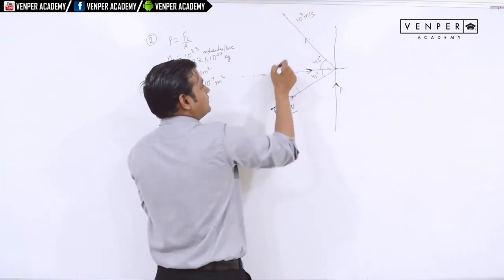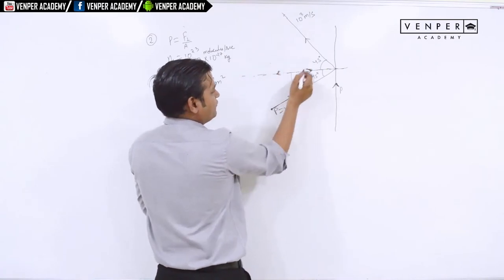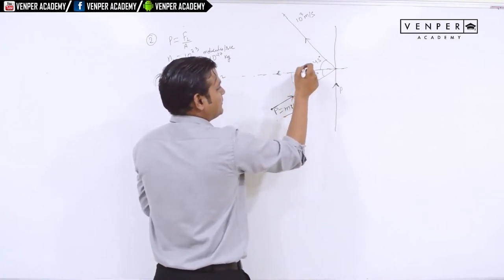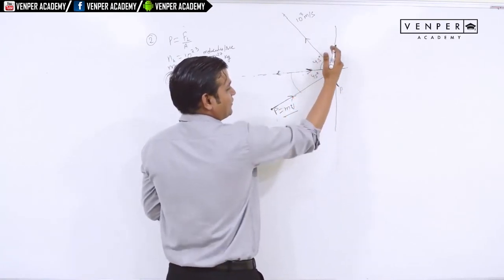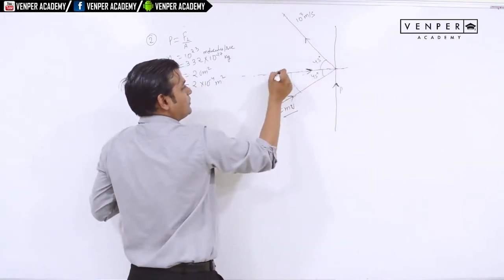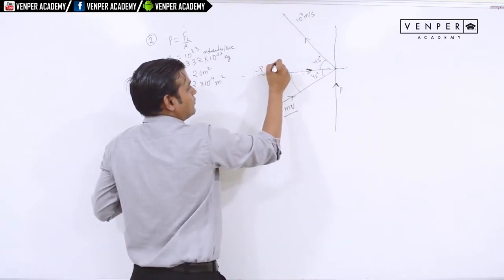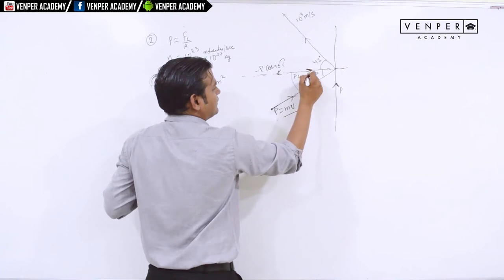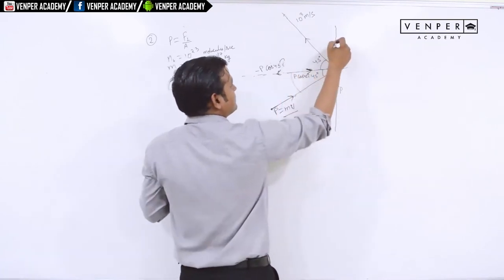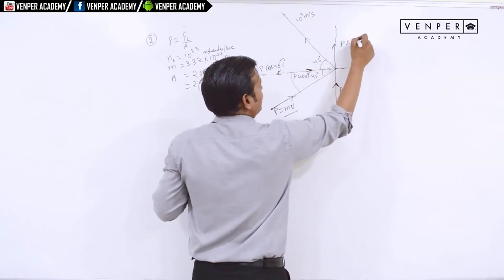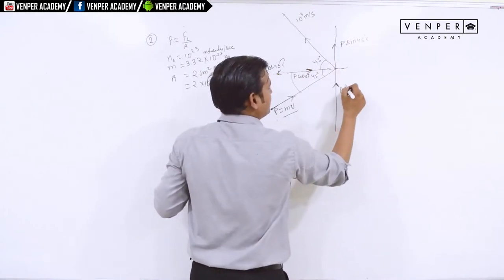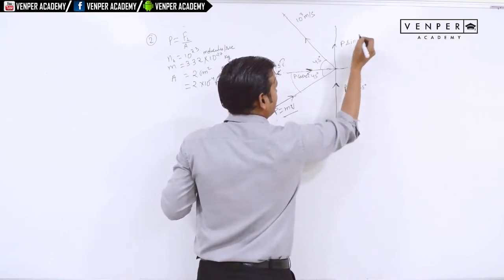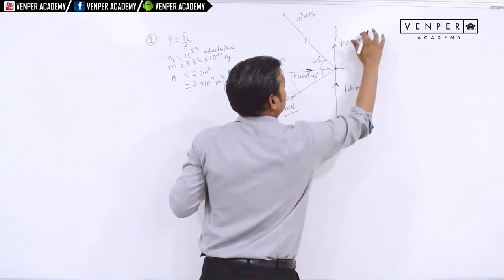So here, if we take this direction along the x axis, the initial momentum is P cos 45 i cap and P sin 45 j cap. In this case, after collision, this will become minus P cos 45 i cap, and P sin 45 j cap.